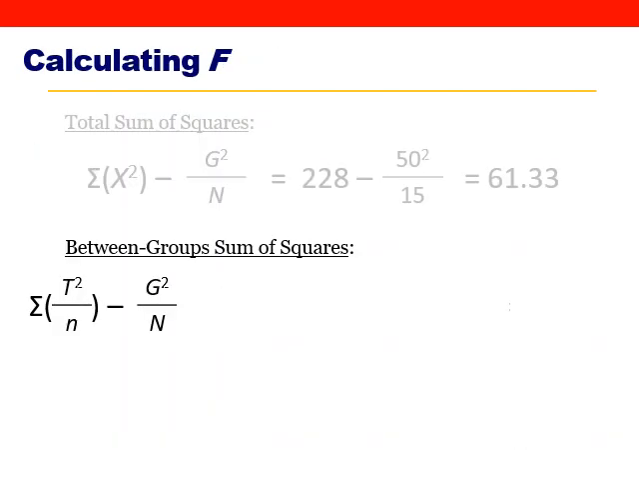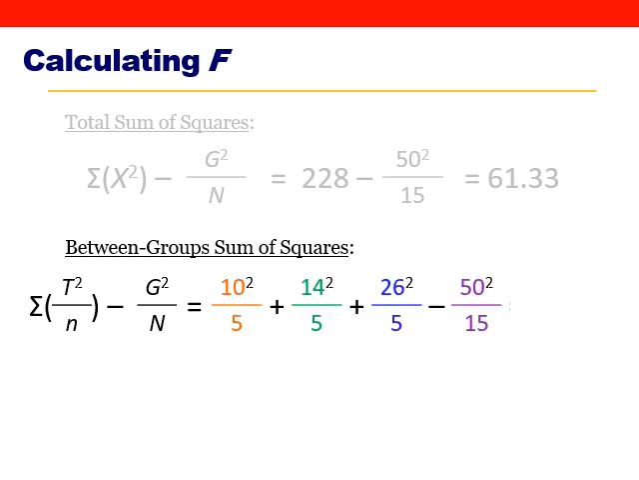Here's our formula again. For each of the groups, we know the total score as well as the little n, the number of people in that group. So our formula is going to look like this. For the high school group, the total score was 10, and there were 5 people. For the undergrad group, the total score was 14, and there were also 5 people. And for the grad school group, their total score was 26, and there were also 5 people in that group. We will add those numbers together, as shown on the screen, and then subtract G squared divided by N in the same way that we did before.